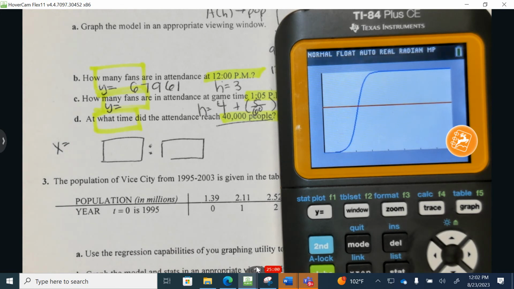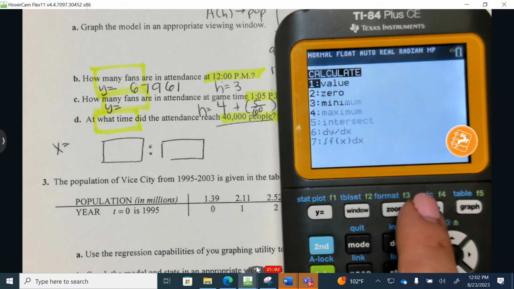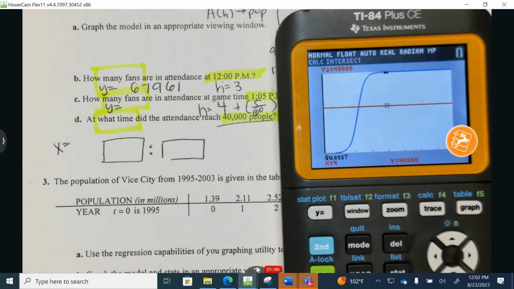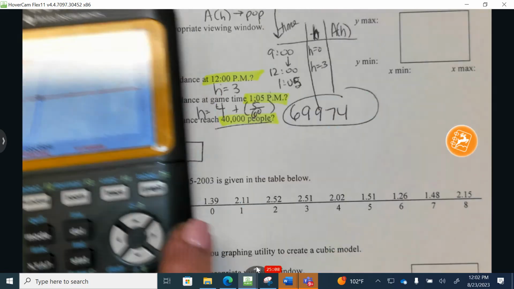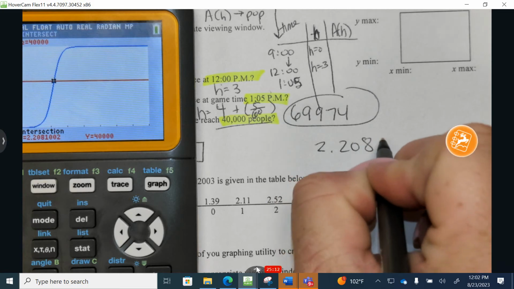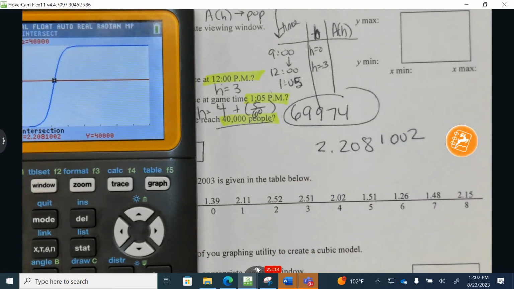And I want to know exactly where does it cross. Second, trace, intersect. And I'm going to write this time down off to the side. So I'm going to write down the exact time. I'm going to do no rounding. 2.2081002.